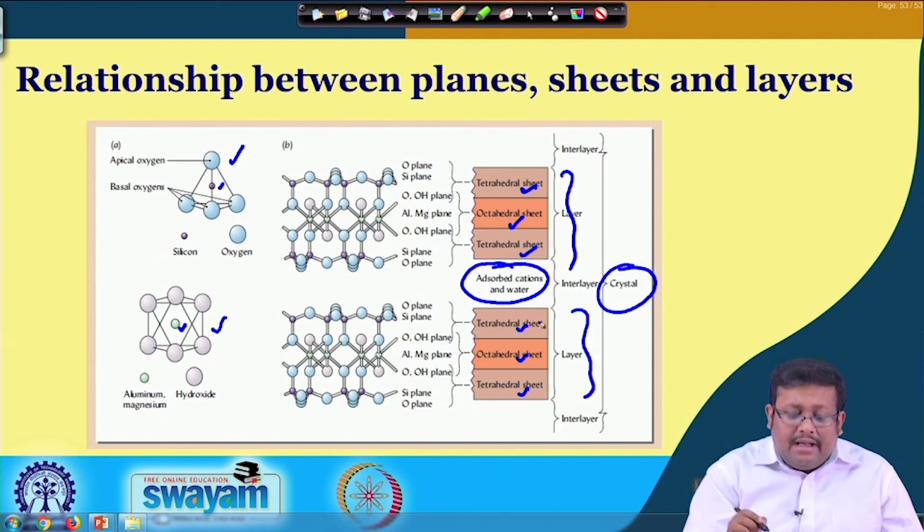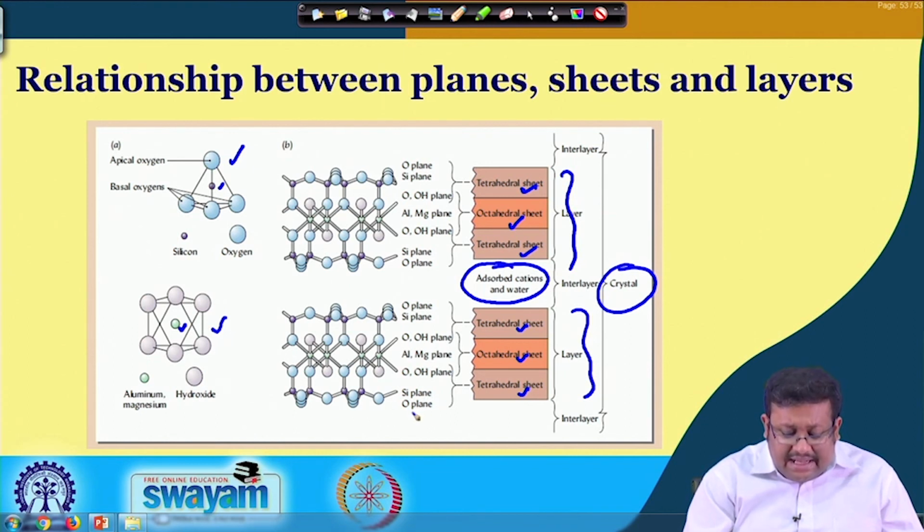Okay. And obviously, you will see different planes of a 2:1 type of mineral. At the base you will see the silica and oxygen plane, from the silica tetrahedra, followed by the oxygen and hydroxyl plane, and then the aluminum and magnesium plane, and then the oxygen or hydroxyl plane, and then again the repeating unit.